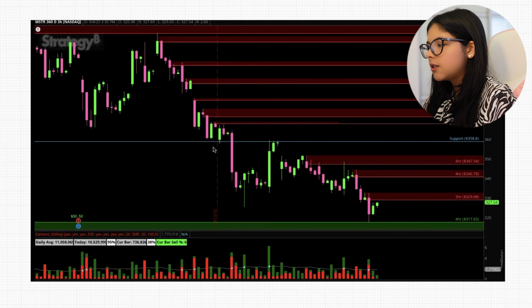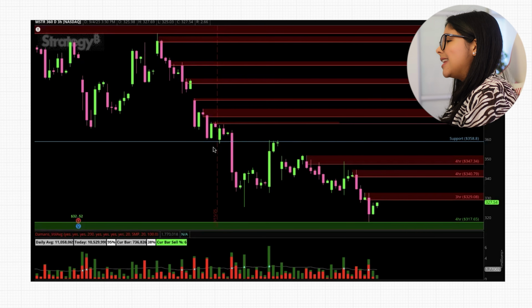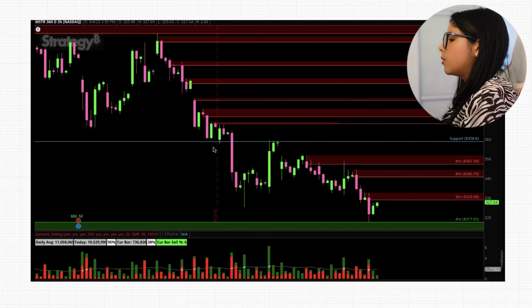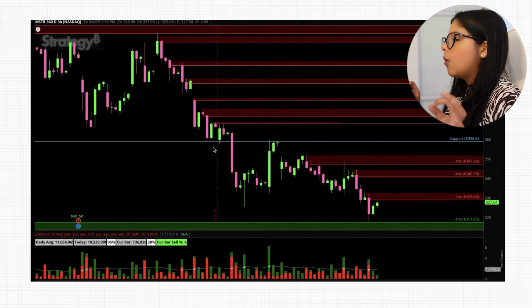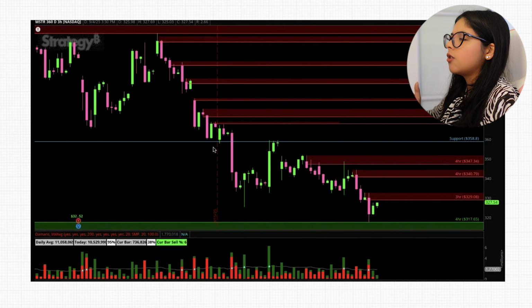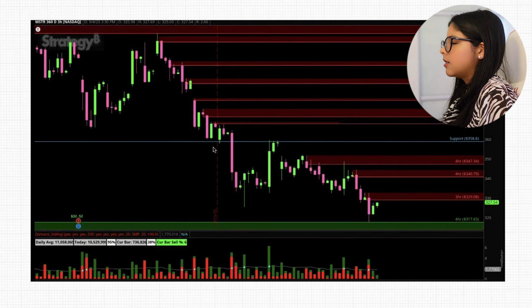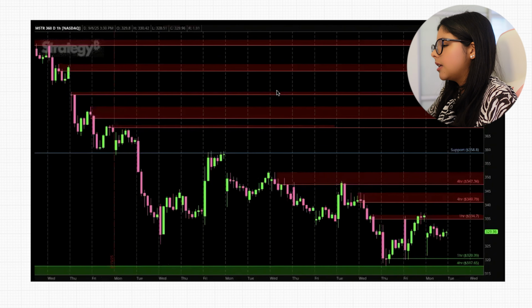So typically the first test will be the strongest. Then the next test will be a breakout. If it's counter trend, that's the case. If it's going with the trend, usually there'll be a strong first, second, and third test if it does happen. So just some things to keep in mind.